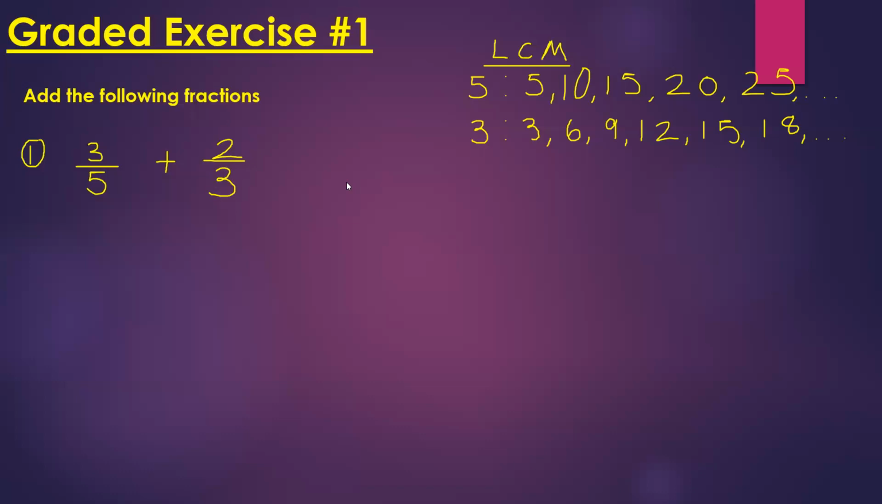Darnik, what do we do now from now? We find which number both the denominators can go into. So what is that number? What is the lowest common multiple? 15. Very good, it's 15. So the LCM of 3 and 5 is 15. Okay.